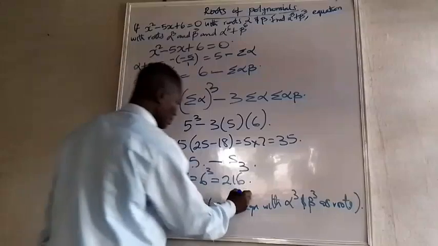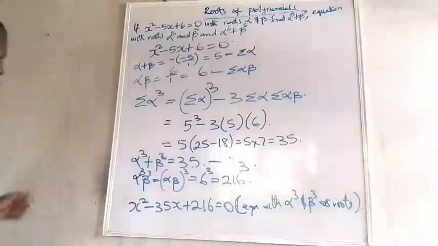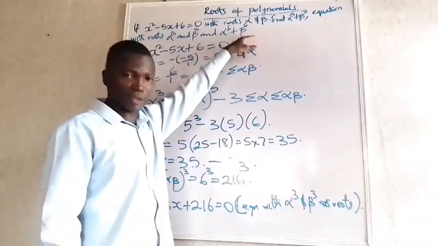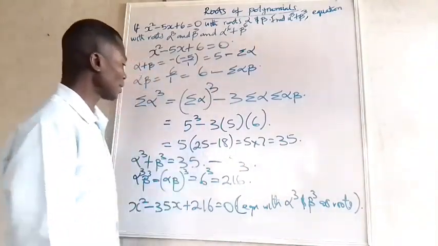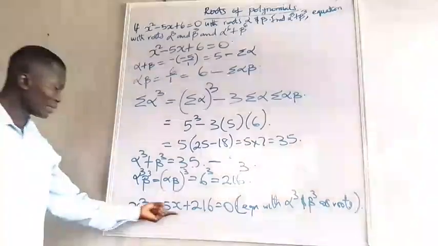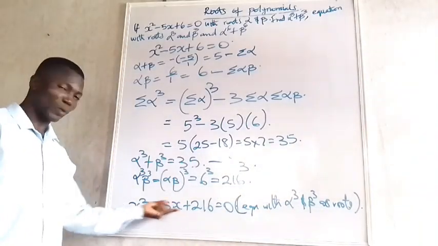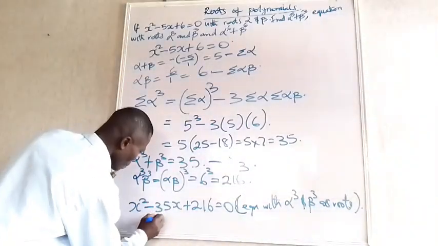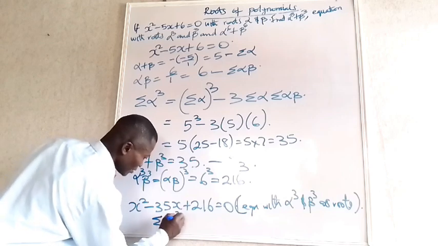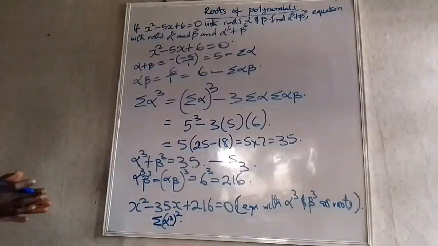Equation with alpha cube and beta cube as roots. Then we have to find alpha raised to power 6 plus beta raised to power 6. And what does that mean? It is going to be the sum of the squares of the roots of this equation. That is summation alpha cube squared. I believe you understand what I mean.